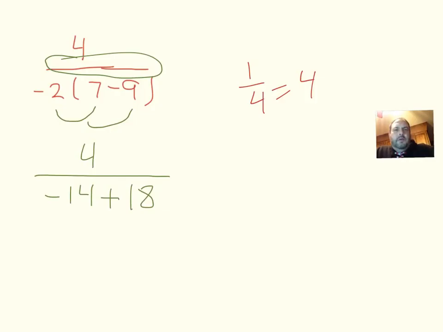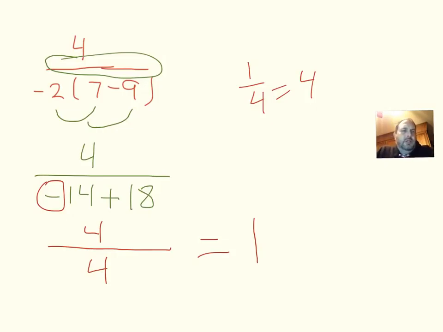I'm going to simplify again, so I'm still leaving my 4 on the top alone. On the bottom, I have a negative and a positive. When your signs are different, you subtract and keep the sign of the larger. So 18 minus 14 is 4, and it's a positive 4. Final step, 4 divided by 4 equals 1.